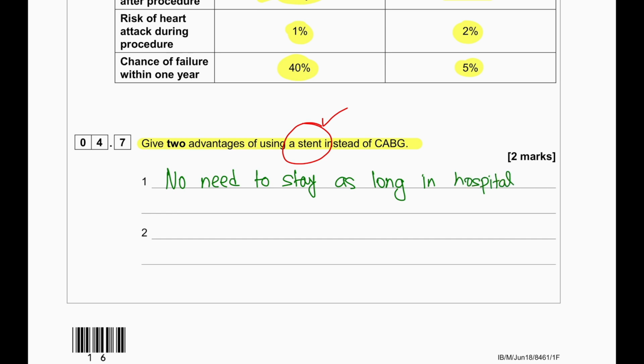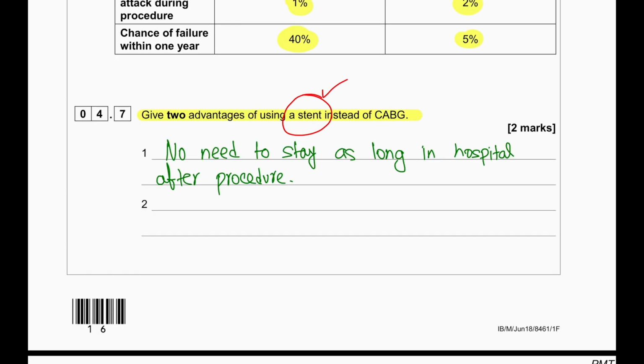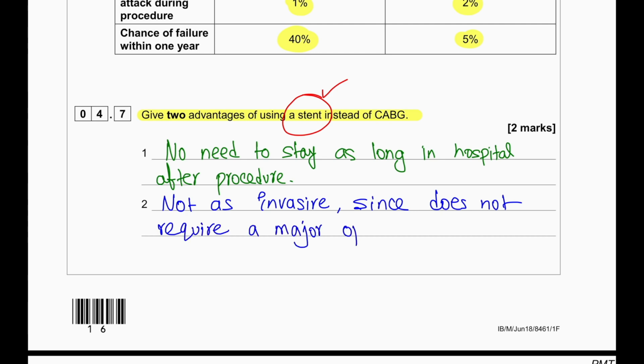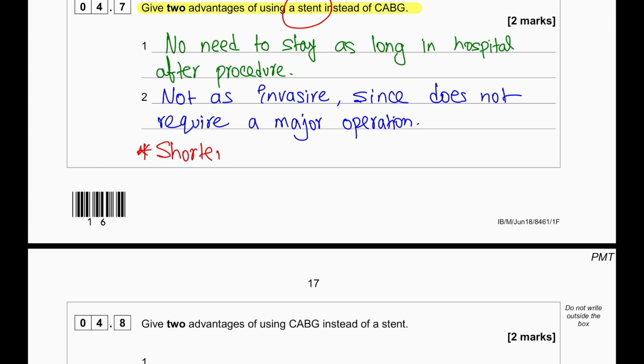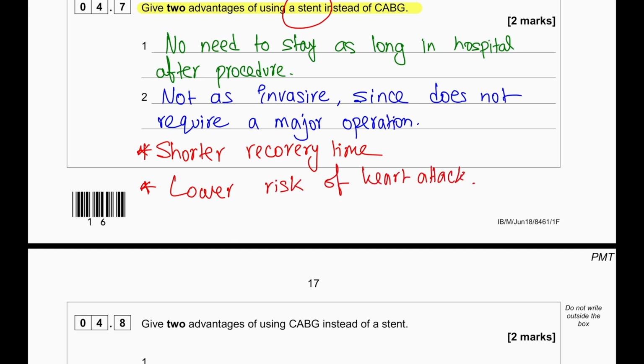Alright, and in the second point, we can say that it is not as invasive as the CABG procedure where a major operation is needed. Then the person also has a shorter recovery time after the surgery. After the procedure, the person has a very short recovery time, so the person can get back to a normal lifestyle much quicker. And then there is a lower risk of heart attack during the procedure, which is only 1%.